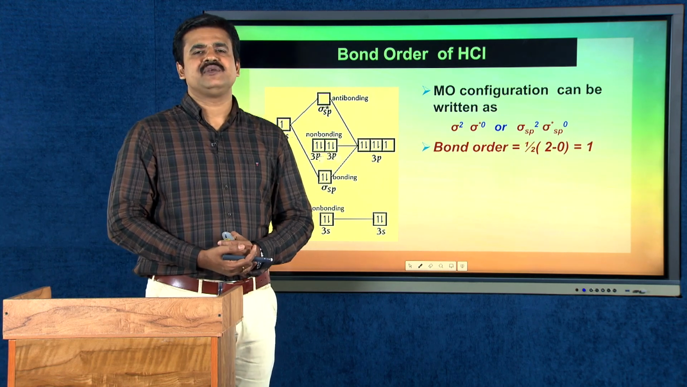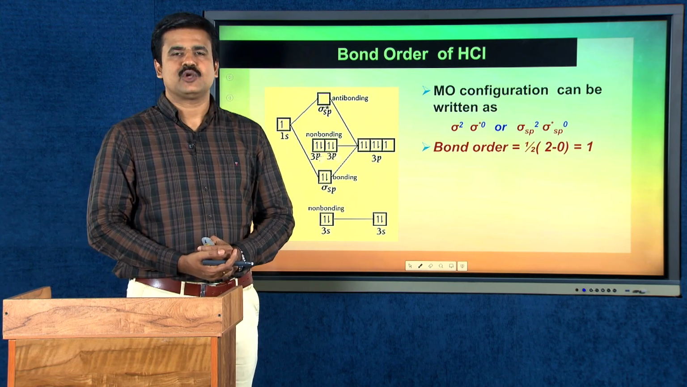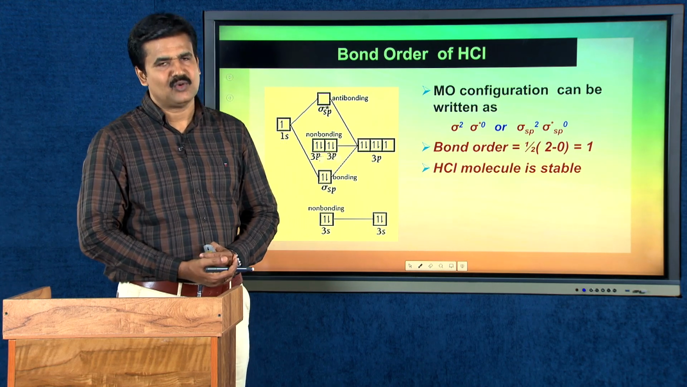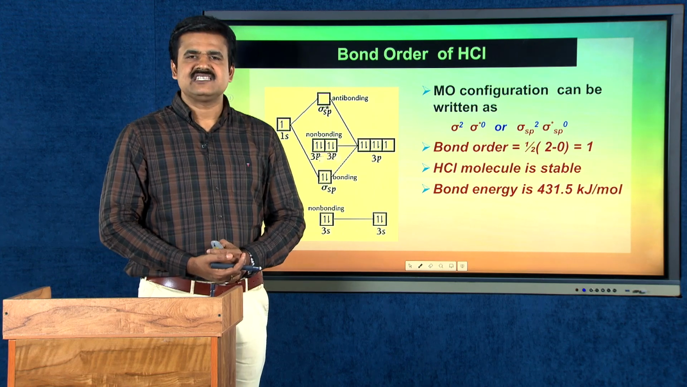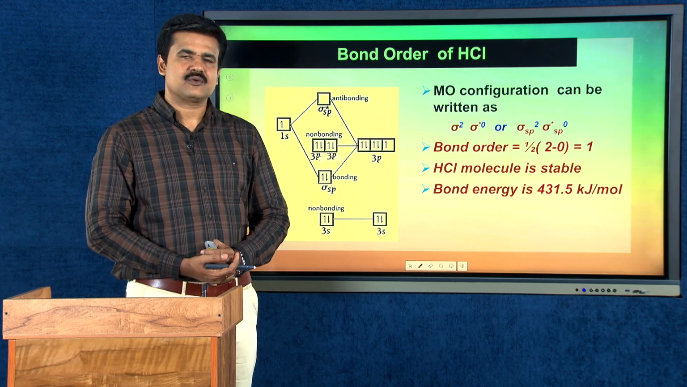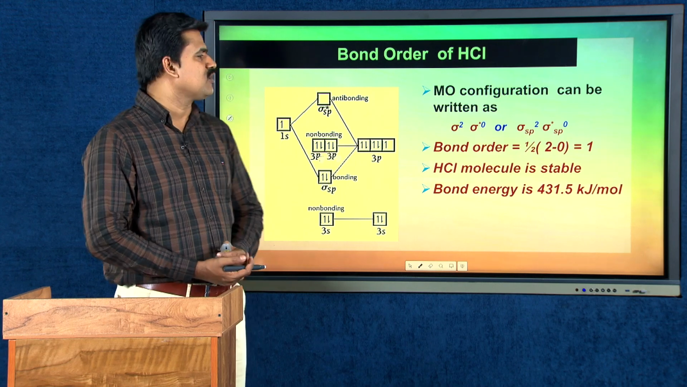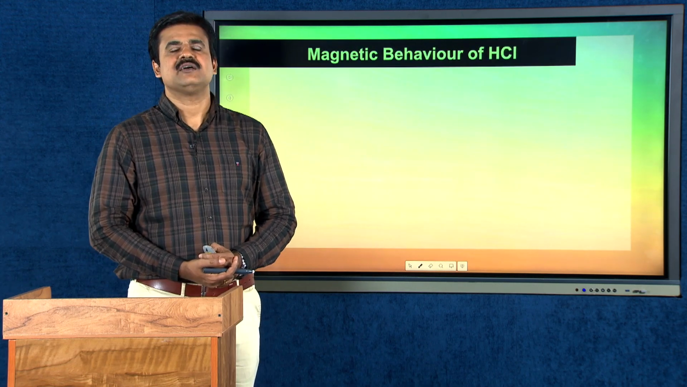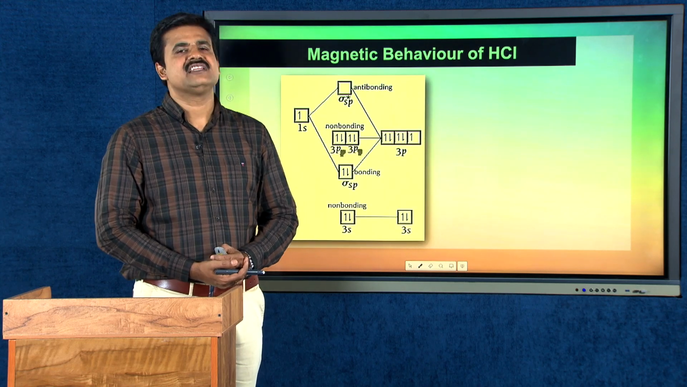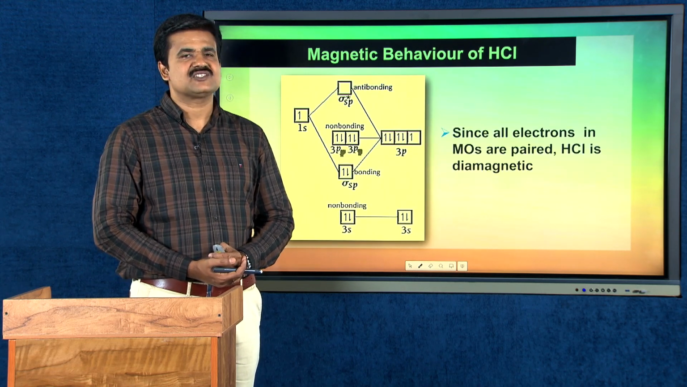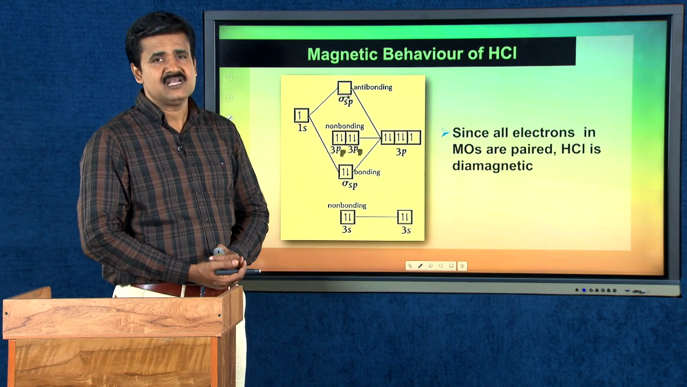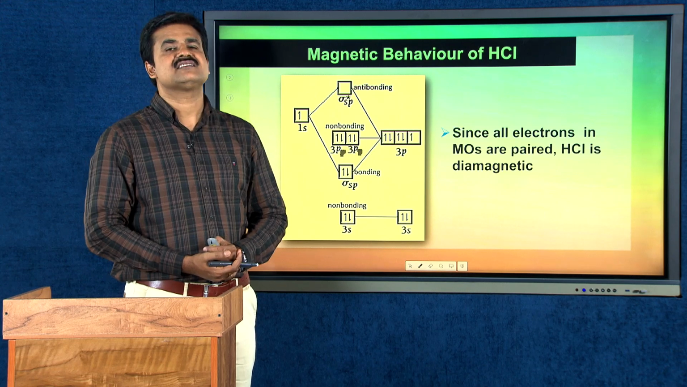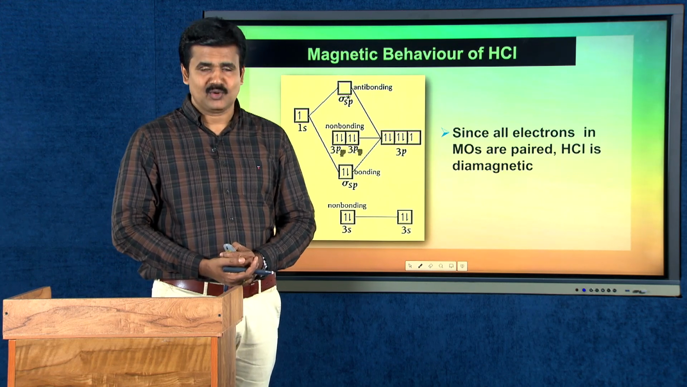Now the bond order value is equal to half into 2 minus 0, which is equal to 1, and that simply implies that the HCl molecule is a stable molecule. The bond energy of the HCl molecule, theoretically calculated and experimentally proven, is equal to 431.5 kilojoule per mole. Now we are discussing the magnetic behavior of the HCl molecule. In this MO diagram, you cannot see any unpaired electron in the molecular orbitals. Since all electrons in the molecular orbitals of hydrogen chloride are paired, HCl is said to be a diamagnetic molecule.